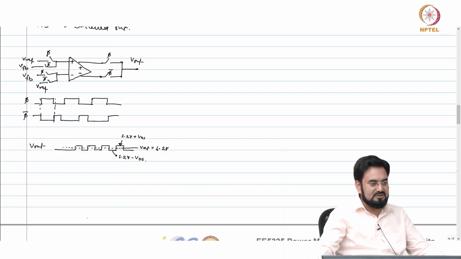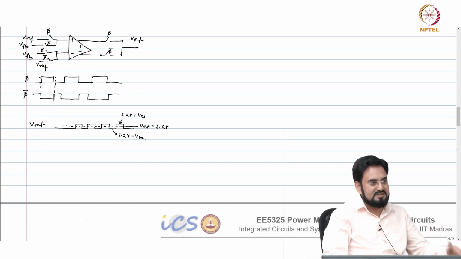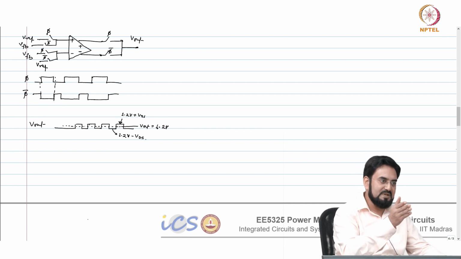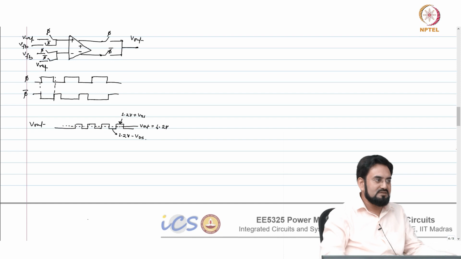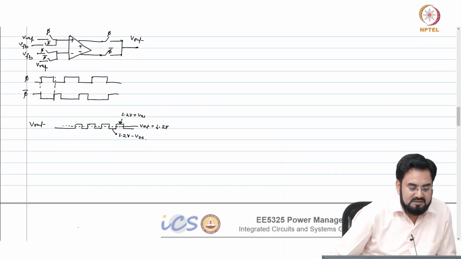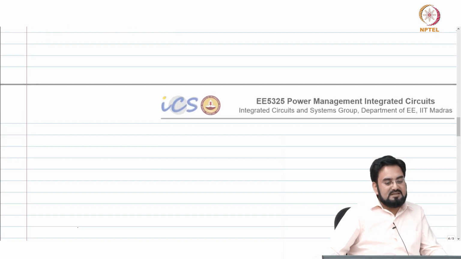This technique is also called chopping actually, because you are chopping the input. Now it's not continuous, but you are chopping the input basically. You are sampling the input and just swapping the input. What could be the other way? Any other way of doing this dynamic offset cancellation?